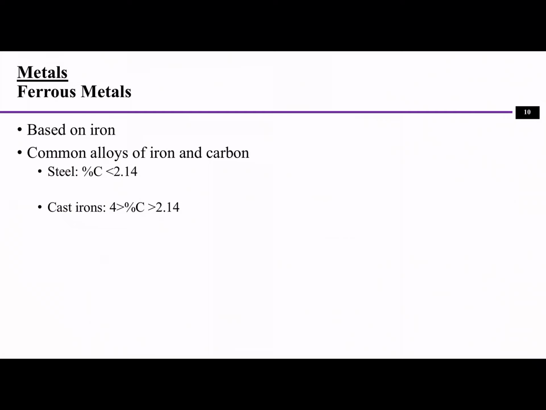All right, next let's talk a little bit about ferrous metals. Ferrous metals are mostly iron and steel, different kinds of iron and steel. The common alloys of iron and carbon are steel and cast iron. So just remember, for steel, usually the carbon percentage is less than 2.14%. For cast iron, it's bigger than 2.14% and smaller than 4%. So this is about cast iron.